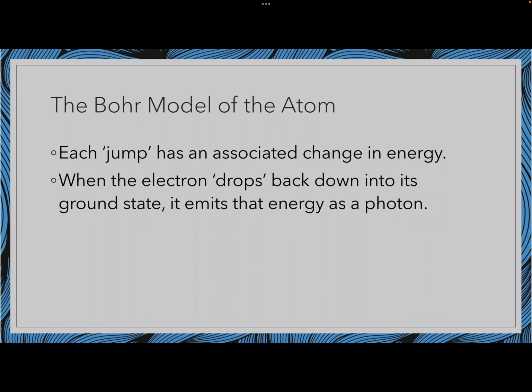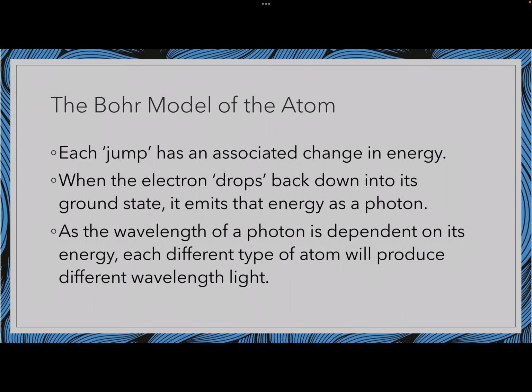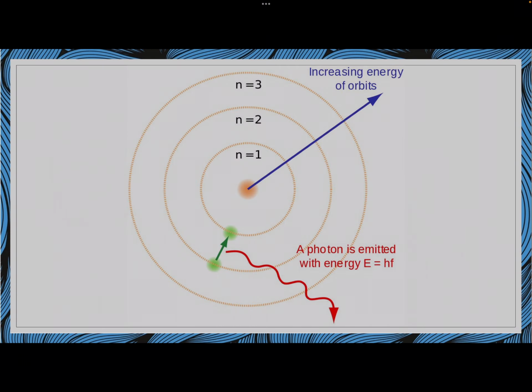Now, the wavelength of the photon is dependent on the energy of the photon. Each different energy jump will produce a different wavelength of light. Electrons in an excited state, this is just an example of it. In this case, we had an electron jump up to n equals 2. It then dropped back down and it emitted that photon.